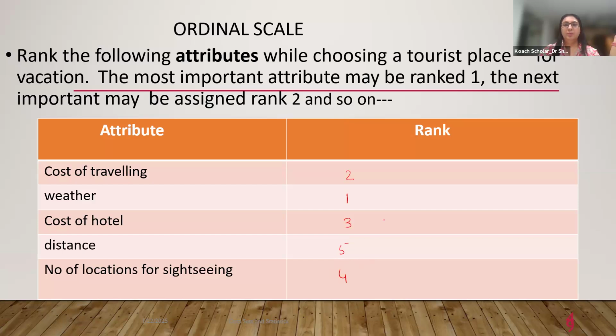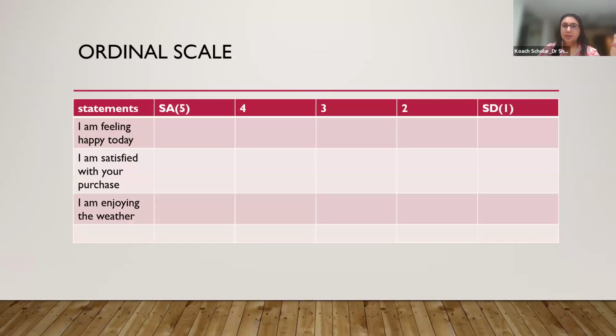So I will give 5. But for respondent 2, maybe it is different. Somebody will give this rank 1, this 3, this 2, this 5, and this 4. Another respondent will give this rank 2, 3, 4, 1, 5. Another respondent will give this. So this is also an ordinal scale, right?